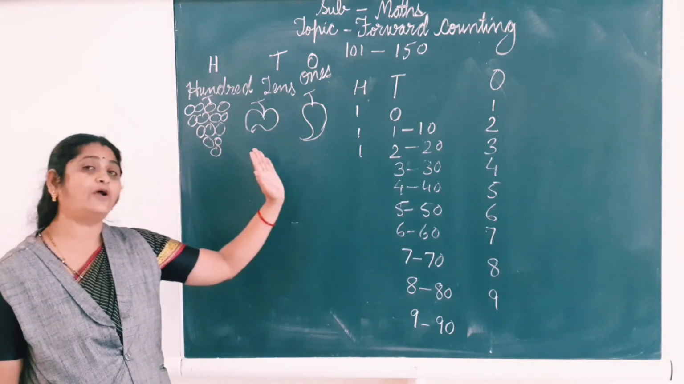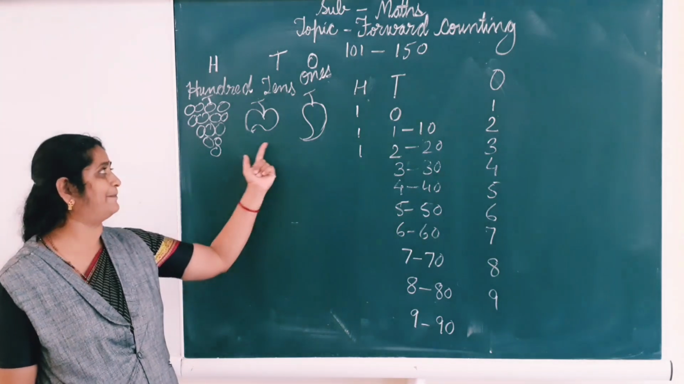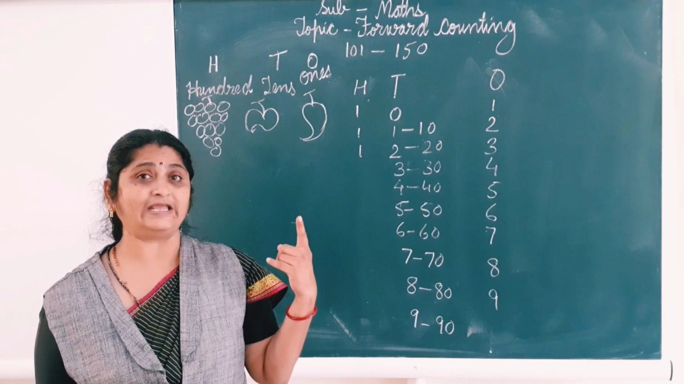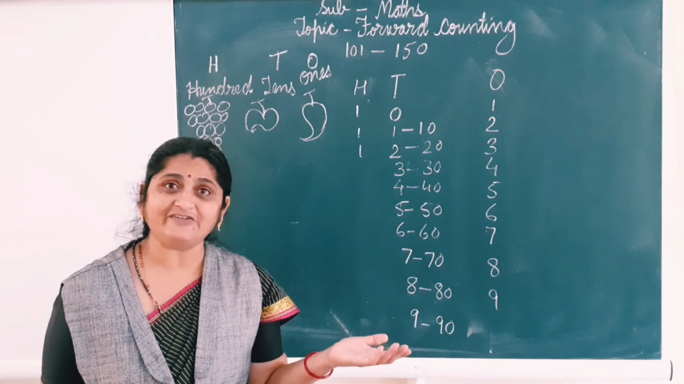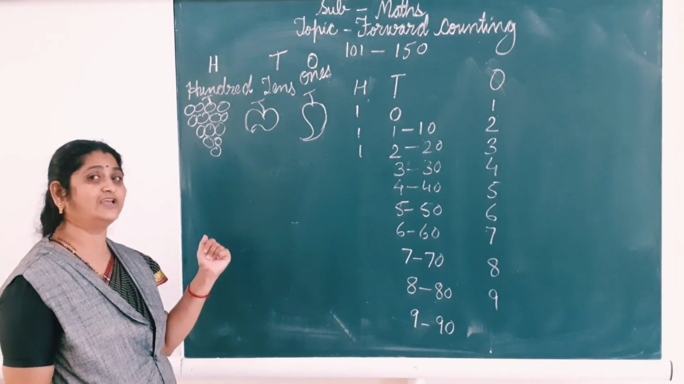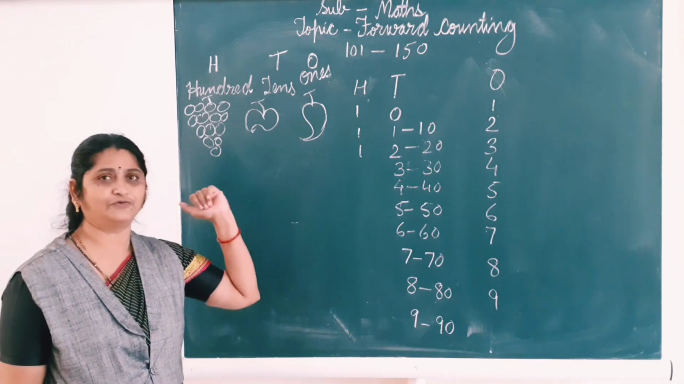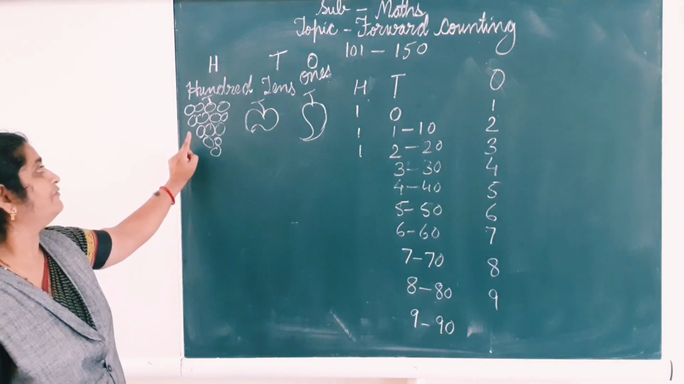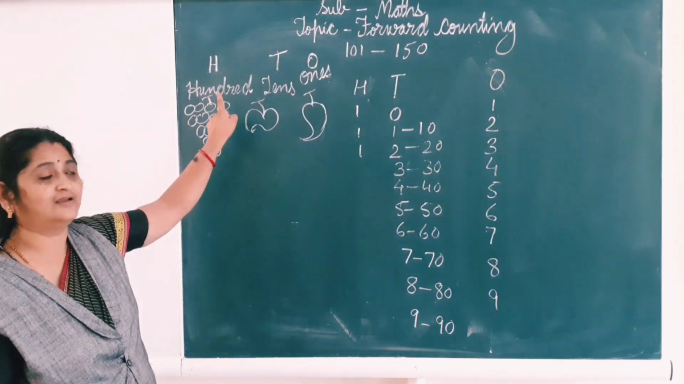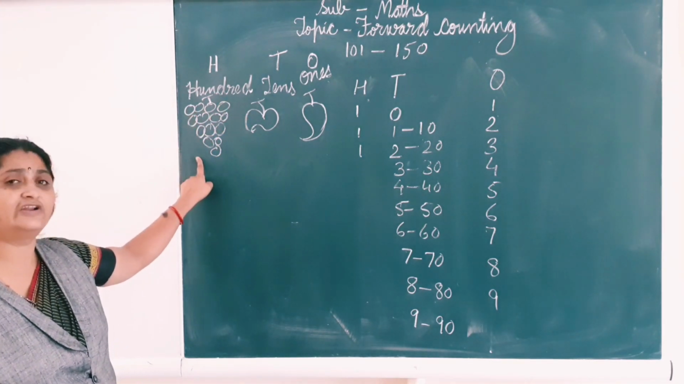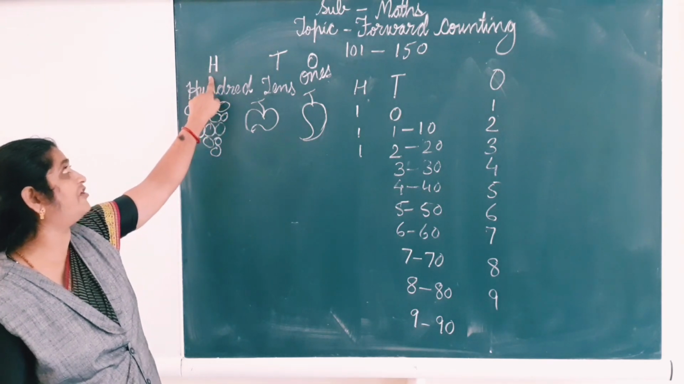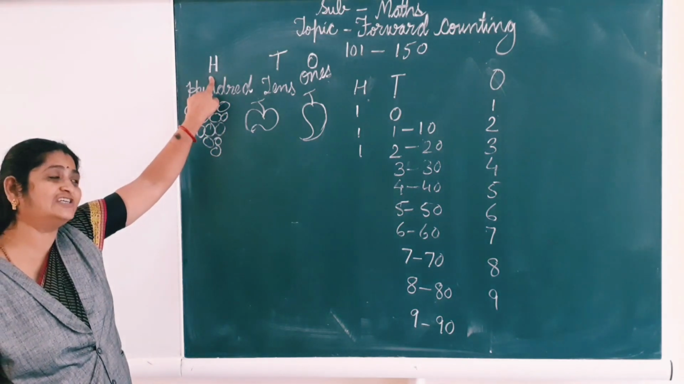Though they have their original names, grapes, apple and mango, I am giving them one more name, just as your parents have given you a name. In the same way, I am also giving a new name to these fruits. We will call this fruit, grapes, as 100, and the short form for 100 is H.